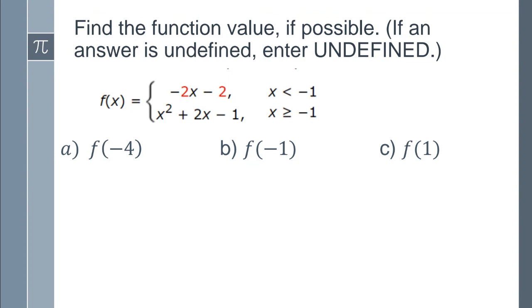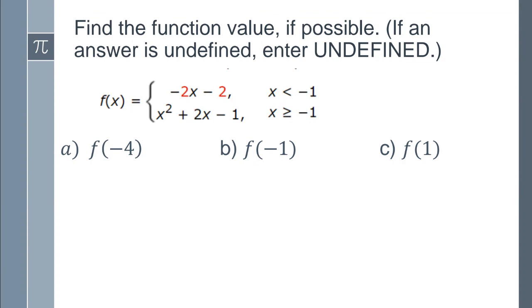So what this is saying is that for this function, -2x minus 2, I only want to use the x values that are greater than -1. And for this function, x squared plus 2x minus 1, I only want to use the x values, or the input values, that are greater than or equal to -1.